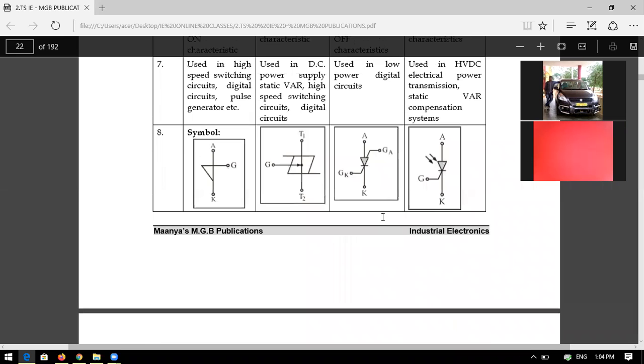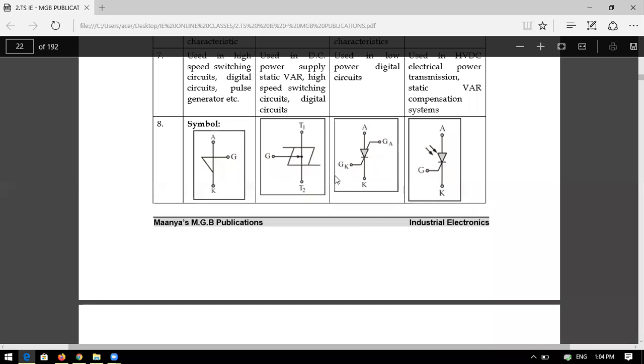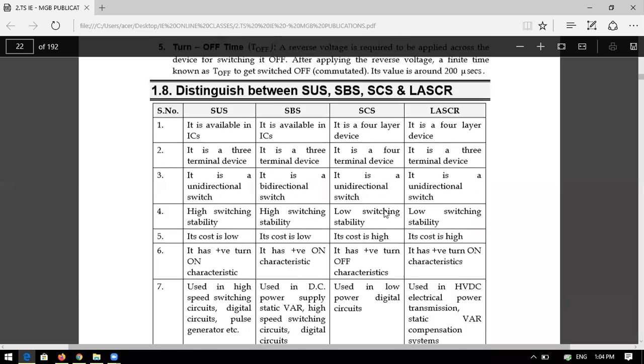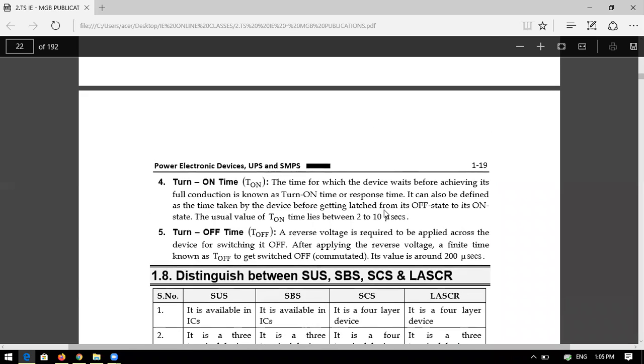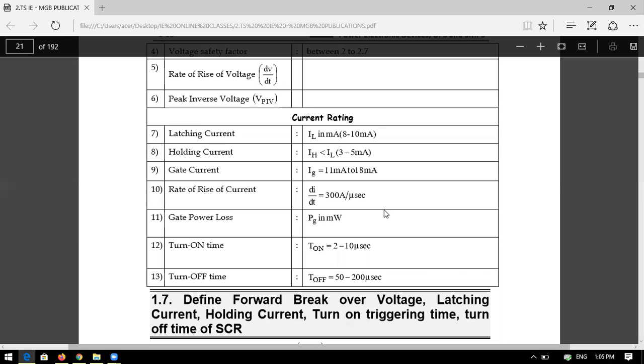So these are the symbols we already saw. 3 terminal. This is also 3 terminal. This is the anode, cathode, and gate. So 2 gates are there: one anode gate and one cathode gate. And this is the light activated LASCR. Okay, LASCR. So these are the differences between the devices. Okay, so we will wind up here.